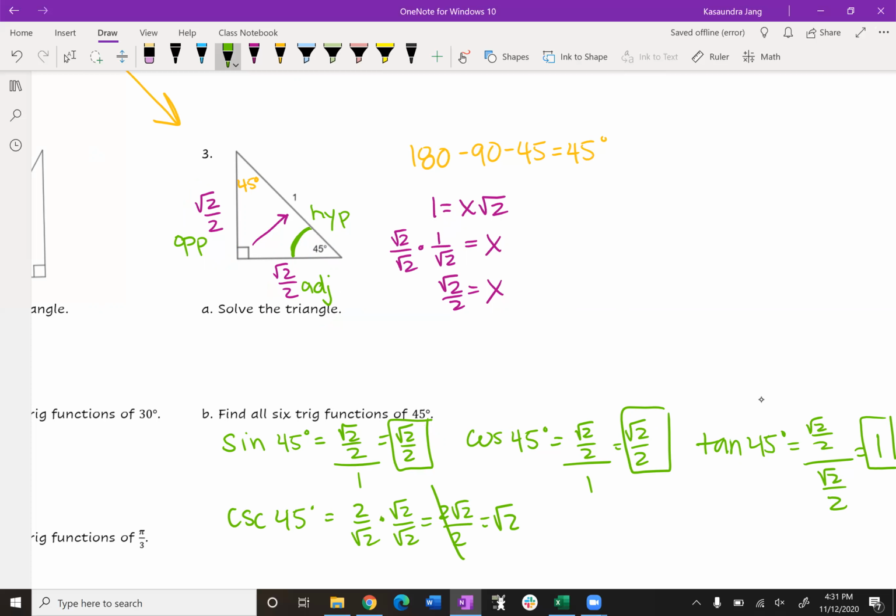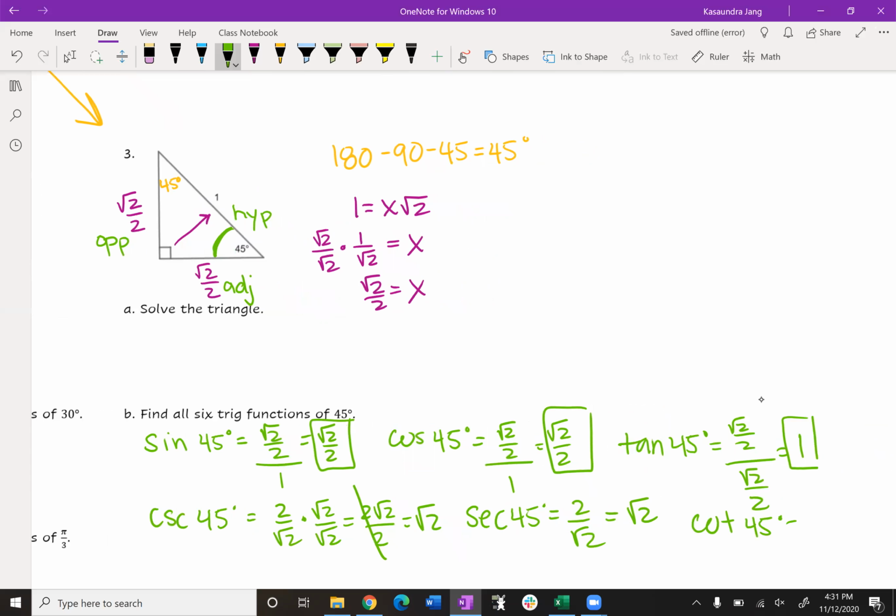The reciprocal of cosine is secant. So my secant of 45 degrees is also the reciprocal of this. So instead of root 2 over 2, it is 2 over root 2. And I would do all the same simplifying that I did here. It ends up as a plain root 2. And my cotangent of 45 degrees is the reciprocal of tangent 45 degrees. So I end up with this same fraction that simplifies to a 1. All right, so there are all 6 trig functions off of 45 degrees.